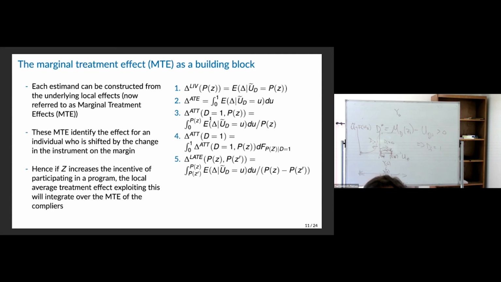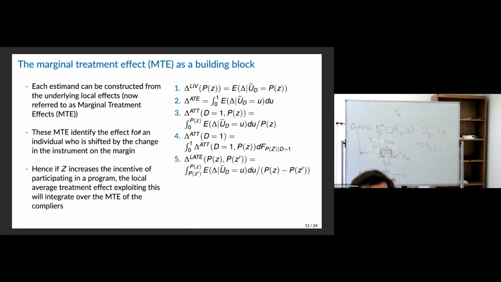The local average treatment effect is hopefully obvious. Basically we did this here. We drew what's happening. This is the shift. And then what you're doing is you're just accounting for the size of the integrand. So the point is we're going from PZ to PZ prime. Then you want to adjust for the fact that you're only moving over a small increment in order to get the average effect for those people. And that's why we divide by the difference in the propensity scores.